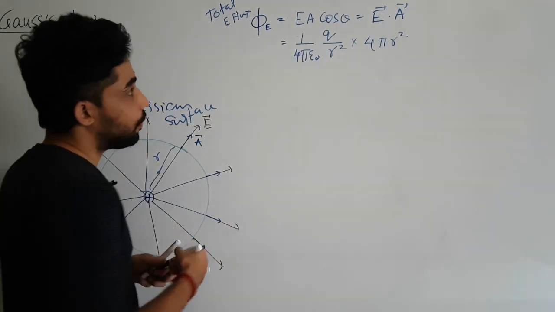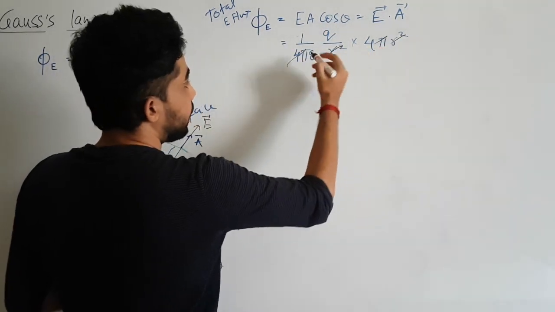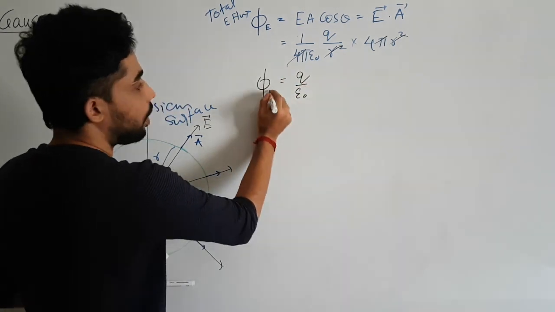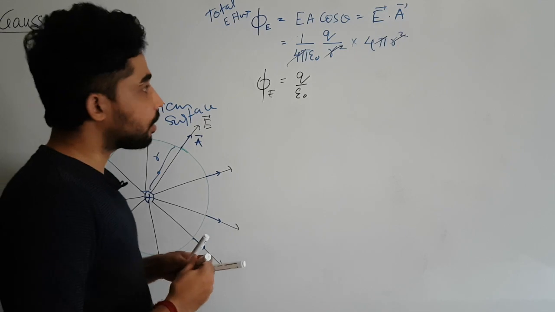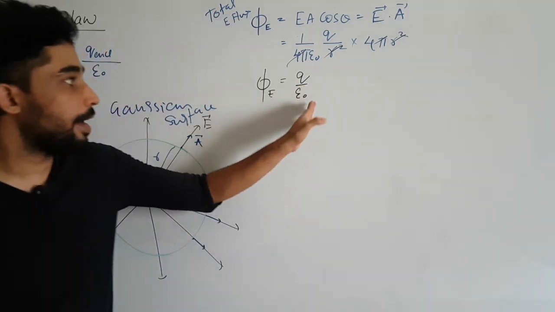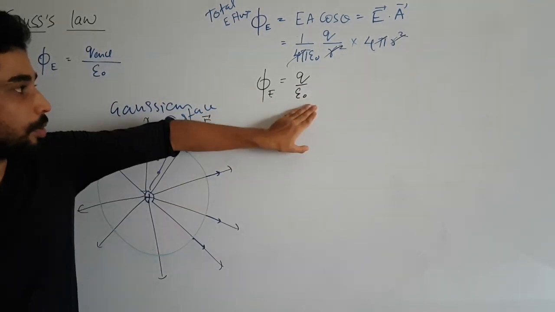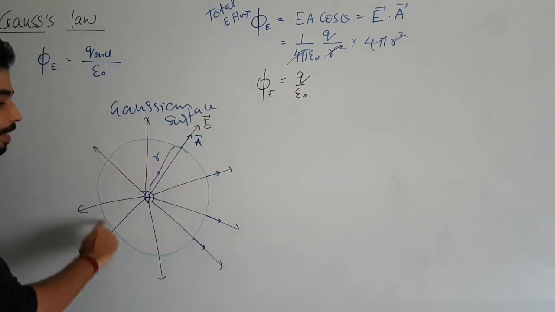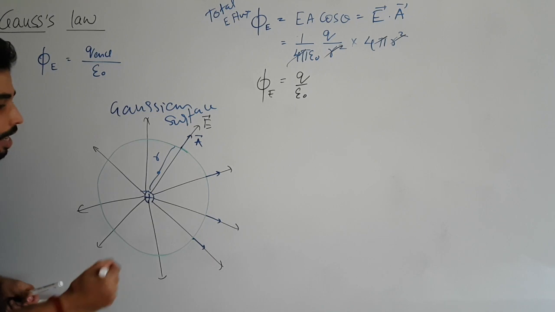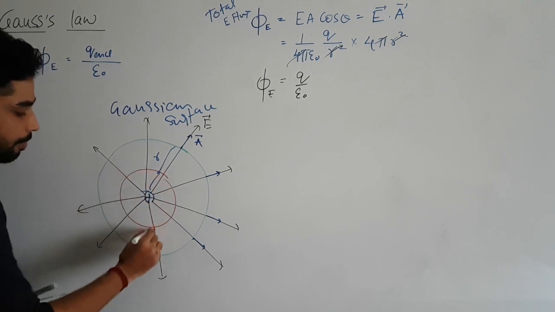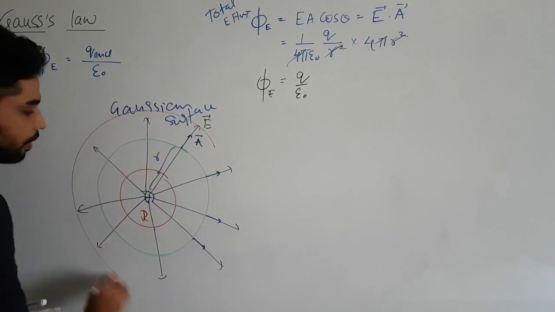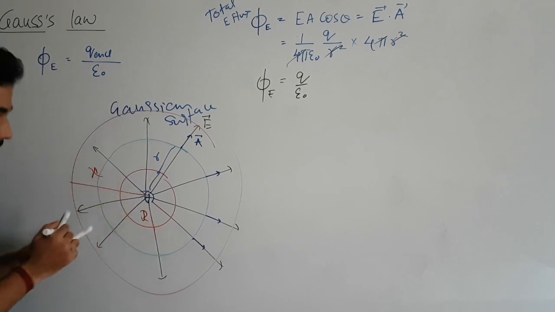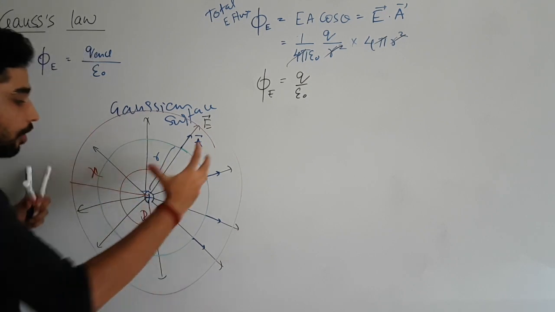So from this, if you cancel out the terms, you will get Q by epsilon naught. So the net flux or the total electric flux across the surface is equal to Q by epsilon naught. And one thing to observe is it doesn't depend on the radius. It doesn't matter if I consider a Gaussian surface of radius r, or a Gaussian surface of some capital R, or some Gaussian surface of some x radius. For all these cases the total flux cutting across will be the same.